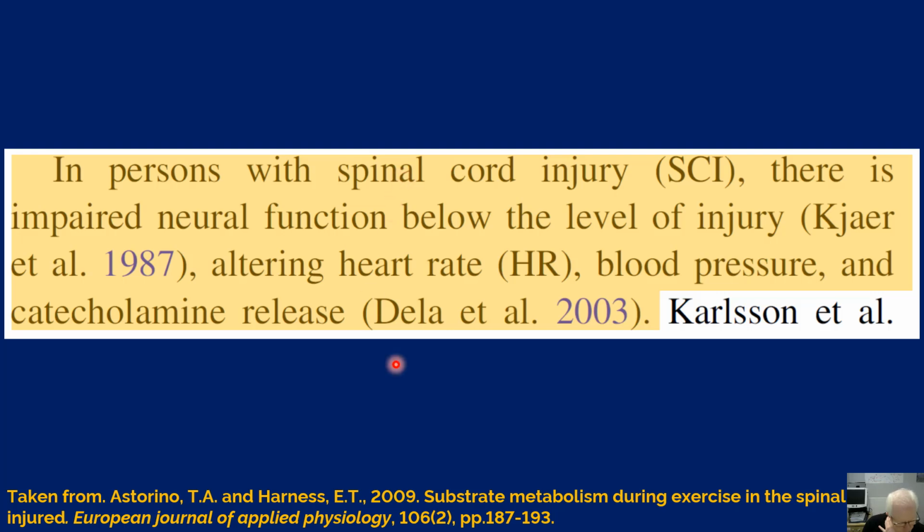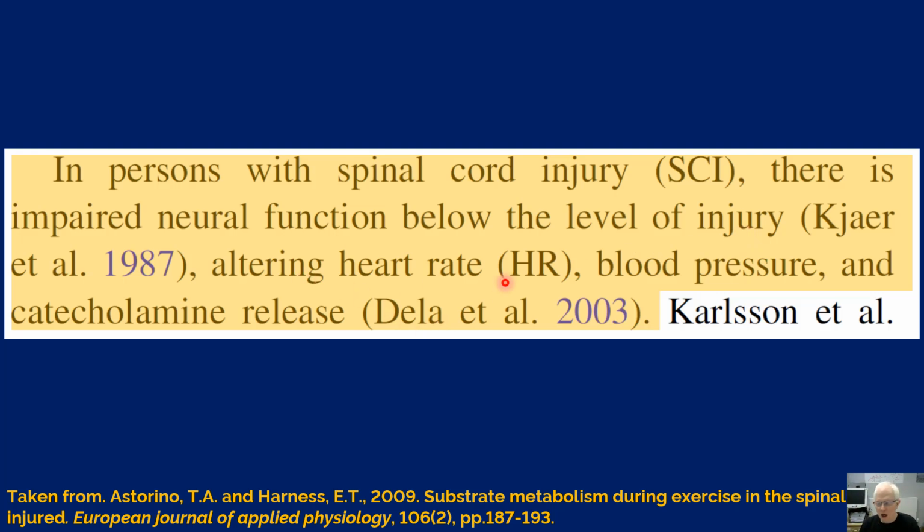So this is taken from a paper from Todd Astorino, based out in the USA, and Todd writes this really important statement for us, which is this. In persons with a spinal cord injury, and this is a very broad characterization that Todd has used here, there is impaired neural function below the level of the injury. So fundamentally, if I have an injury at C4, then it's everything below C4 where the function is impaired. So it'd be everything above C4 where I've still got the functioning.